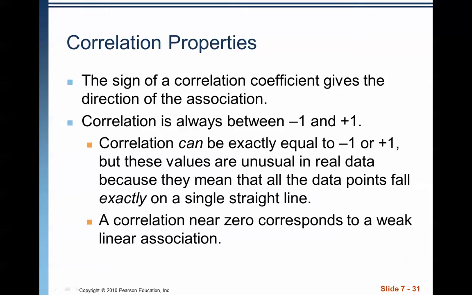A correlation of 0 corresponds to a weak linear association. So a big scatter of points would be 0. Okay, so for correlations between -1 and 0, numbers closer to the 1s are stronger than numbers closer to 0.